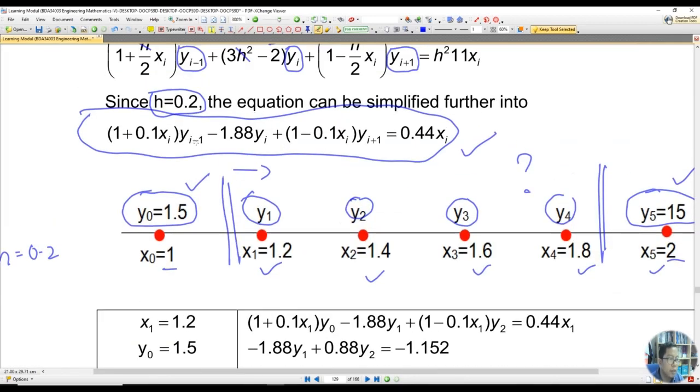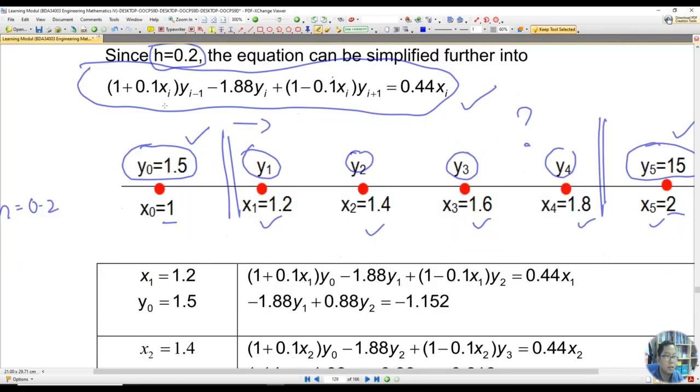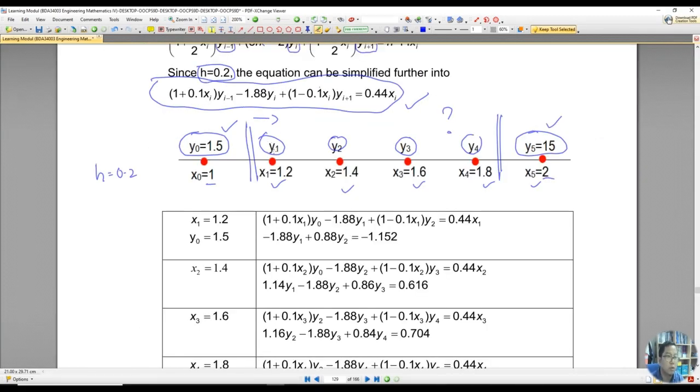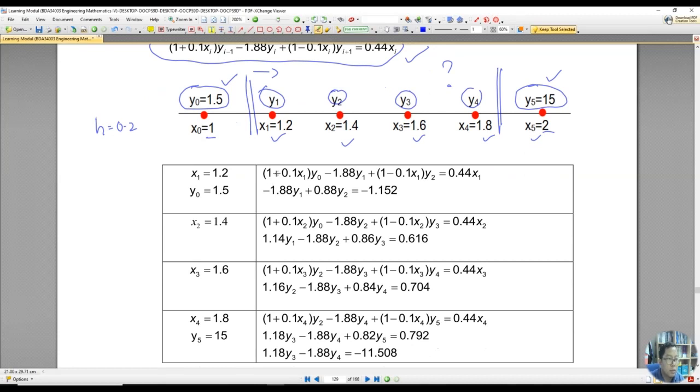Okay, yi minus 1, yi and yi plus 1. Be careful. If any number here is wrong or not correct, then you will get a wrong value. So based on this, x1 we change to 1.2. y1 we don't know, this one also we don't know, and y naught we know, 1.5.